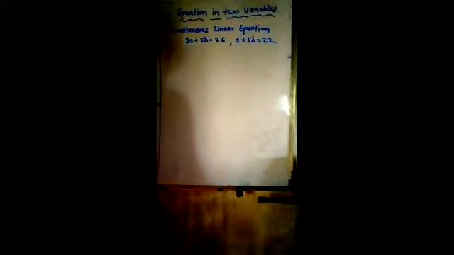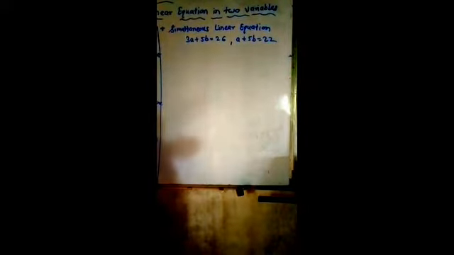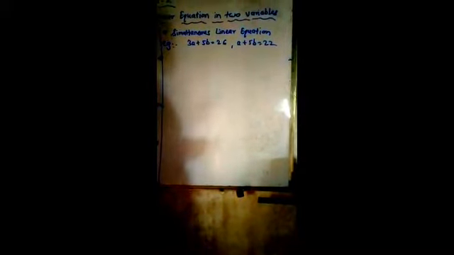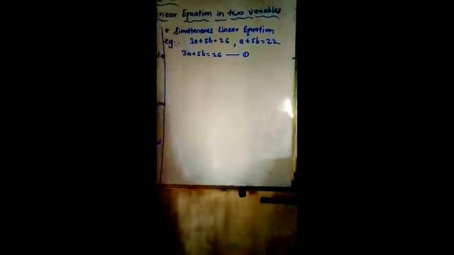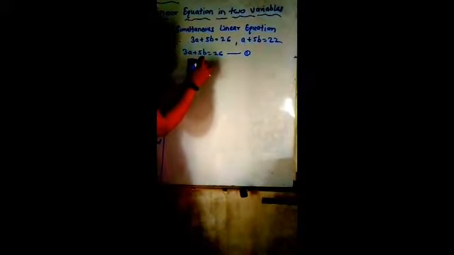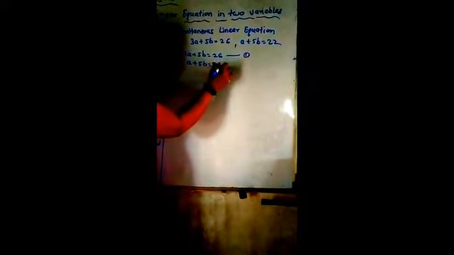First method of solving the linear equation: simultaneous linear equation. In that example, first 3a plus 5b is equal to 26 and a plus 5b is equal to 22. We have to solve this equation. 3a plus 5b is equal to 26, say the equation number 1, and a plus 5b is equal to 22, it is the equation number 2.